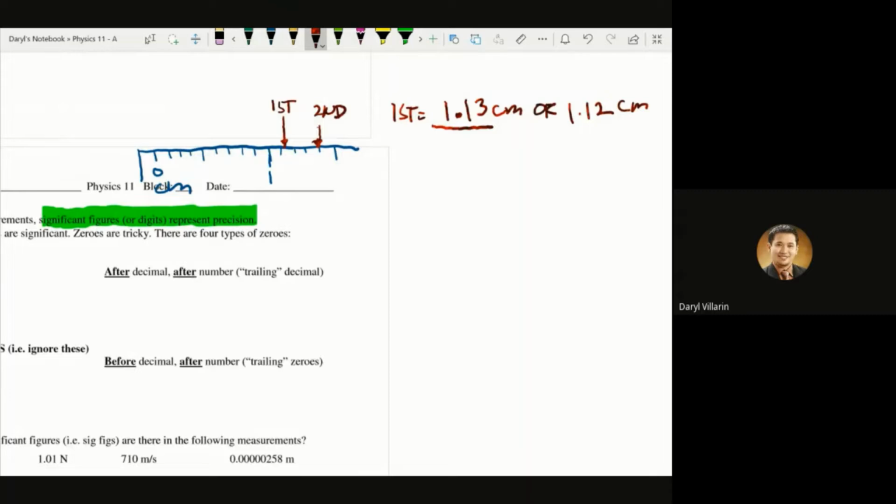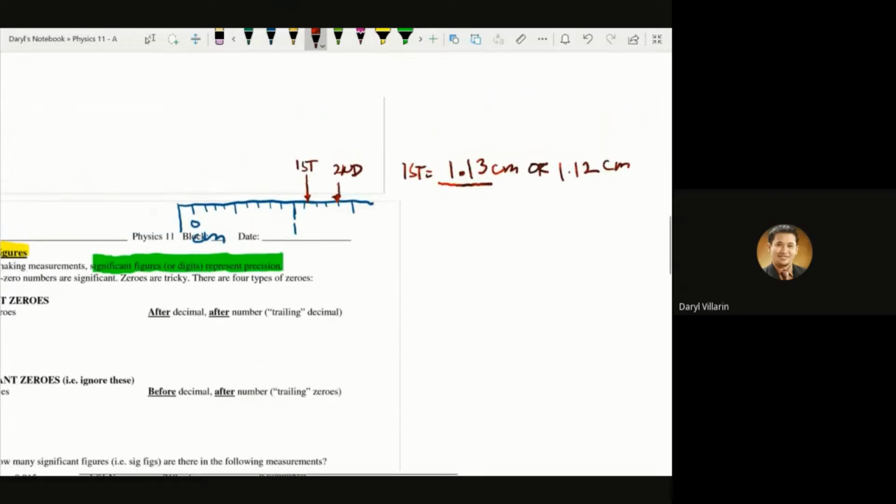Both are correct measurements because when you're using a ruler, the ruler can only read up to 0.1 of a centimeter. For any measurement, you can actually approximate the last one. And this is what we call the doubtful figure, or the doubtful digit. And that's the first reading, right?